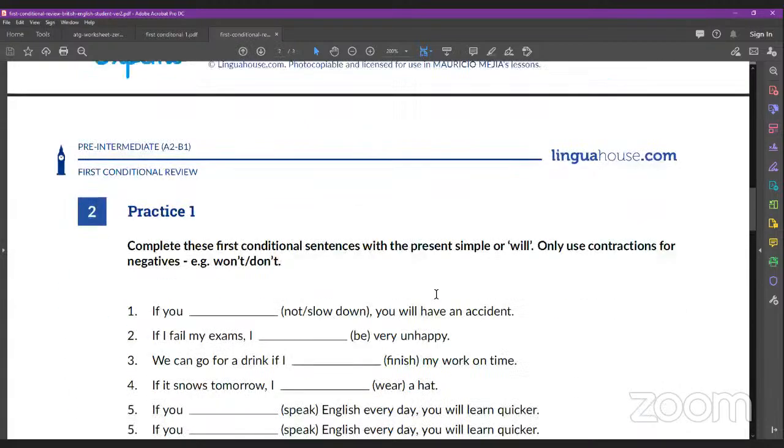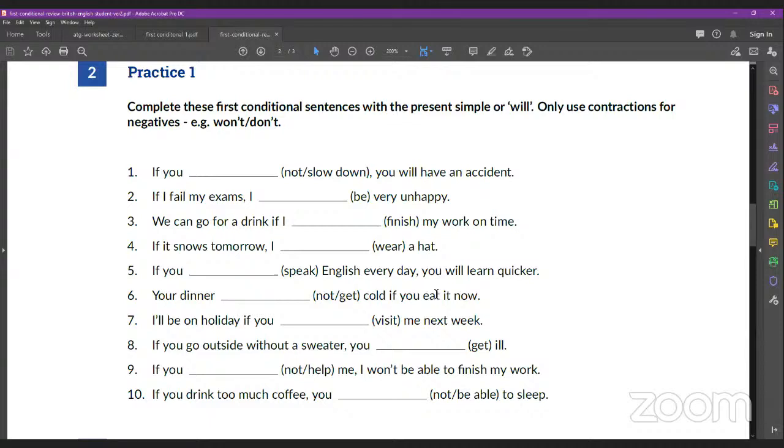Then when you finish, you go to the practice, the exercise number 2. In the practice number 1, as you can see, we have 10 exercises. So complete by using the structure of the first conditional. Right? Let me stop here.